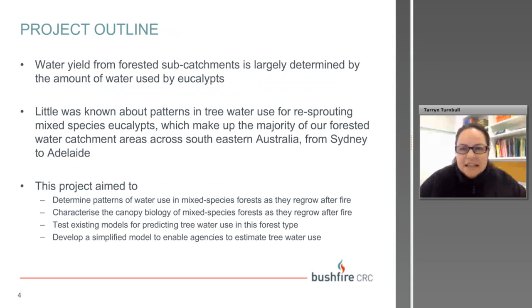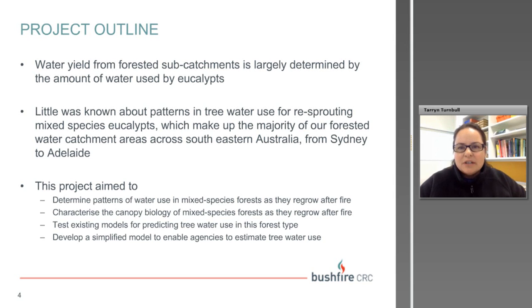In Australia, anywhere between 50 to 90% of water to fall on a catchment will be transpired back to the atmosphere by eucalypts. Our catchments are vegetated with two main forest types. We've got ash forests and mixed species forests. The hydrology of the ash type forests is much better known. For example, we didn't know much about the patterns in tree water use after fire in resprouting mixed species forests, or the biology of the canopy in that forest type as it regenerated after a fire.